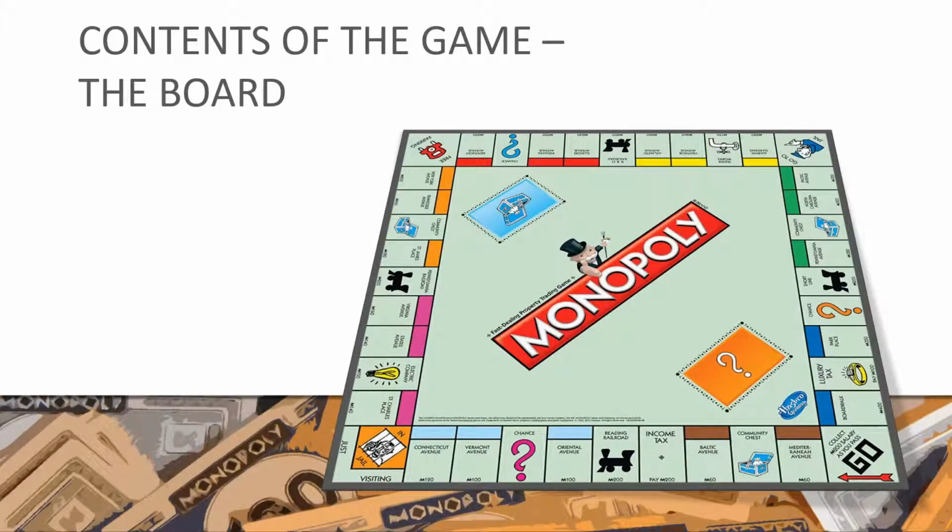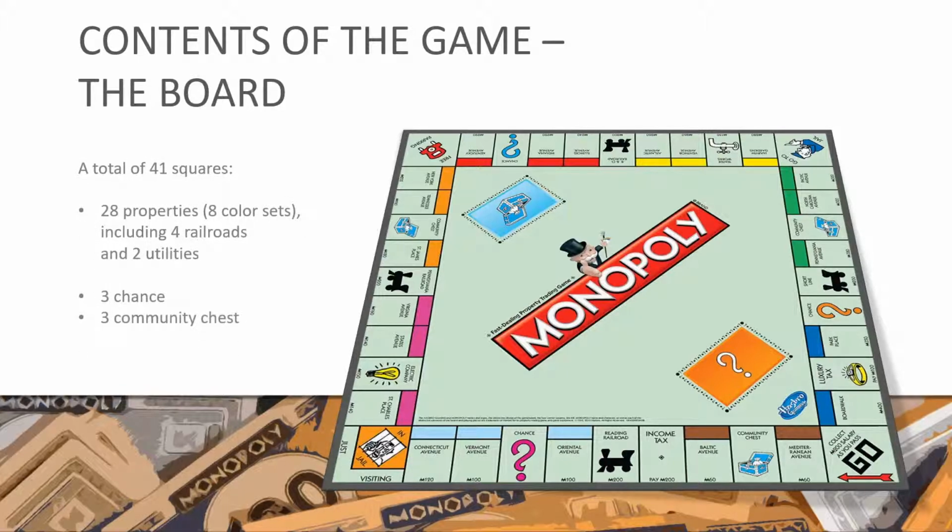I assume you're all mostly familiar with the contents of the game, so I'll just give it a brief mention. Because in jail and just visiting are defined as 2 separate squares, the board has a total of 41 squares. 28 of these are properties that players can own, while the rest are either chance, community chest, or other squares like go and income tax.